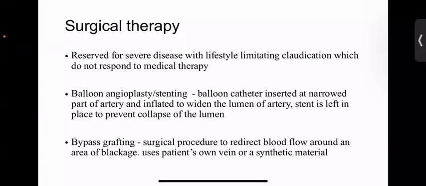Another procedure that we do is the bypass grafting, which is a surgical procedure once again performed by the vascular surgeon to redirect blood flow around the area of blockade. So sometimes they use the patient's own vein from another part of the body, maybe the saphenous vein, or we employ the synthetic material to cause this diversion of blood flow to the affected muscle groups.